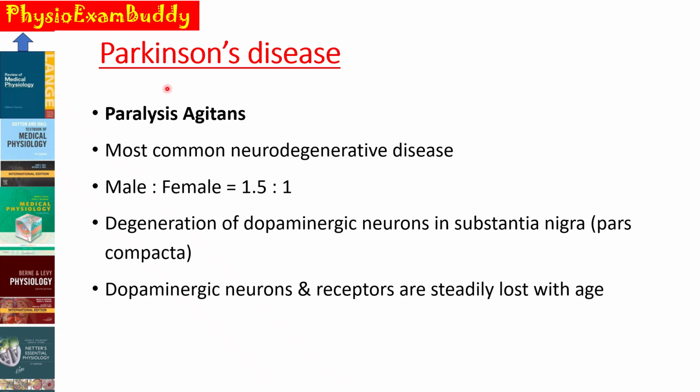Now we are moving on to Parkinson's disease. Another name for Parkinson's disease is paralysis agitans, and it is one of the most common neurodegenerative disorders, and it is more common in males when compared to females, having a ratio of 1.5 to 1. The main pathology is that there occurs degeneration of the dopaminergic neurons in the pars compacta region of the substantia nigra. And these dopaminergic neurons as well as receptors are steadily lost with age.